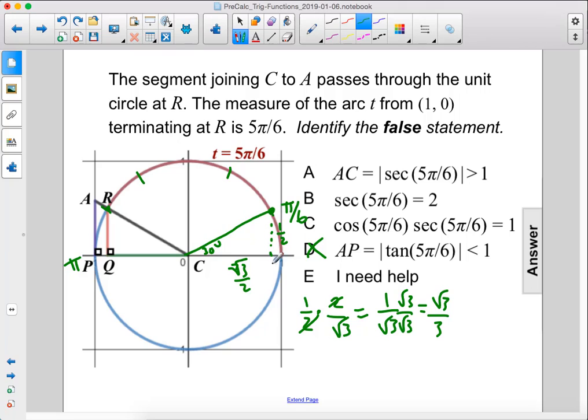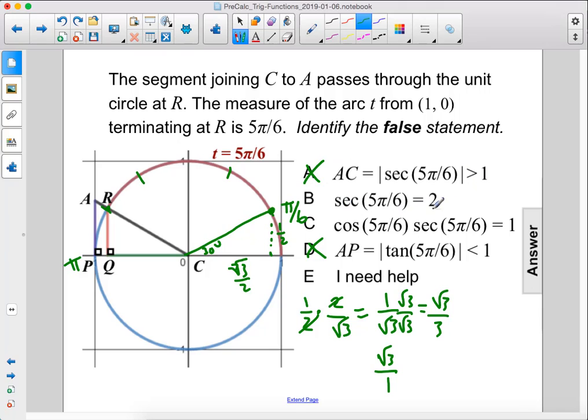So the tangent over here is 1/2 over the square root of 3 over 2. The tangent over here is 1/2 divided by negative square root of 3 over 2, but we're using the absolute values, and so it's okay. So this is going to be less than 1. Now the secant is going to be the opposite of 1 over the square root of 3. It's going to be the square root of 3 over 1, which is the square root of 3. And the secant is the square root of 3, which is greater than 1. So A is also true.